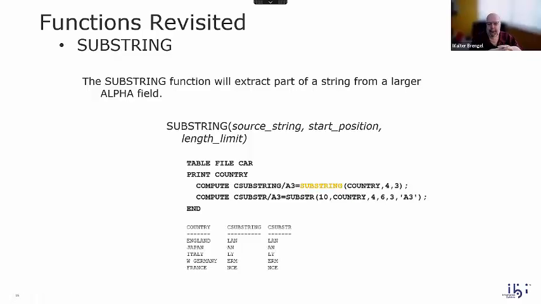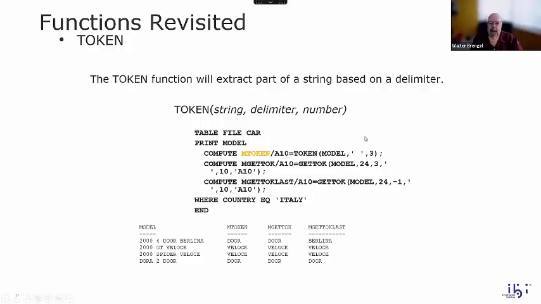Substring replaces sub-str. So you give it the field name that you're looking for, the starting position, and the length. Token says I want to break up a string or a field, an alpha field, based on a delimiter. So if I want the third token in a sentence that has multiple words, I want the third word, then I will do the number 3. So you have the string, the delimiter in that case would be a space, and then I want the third token, the third value that's enclosed in spaces.